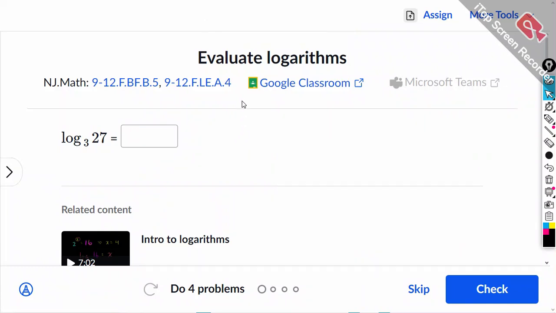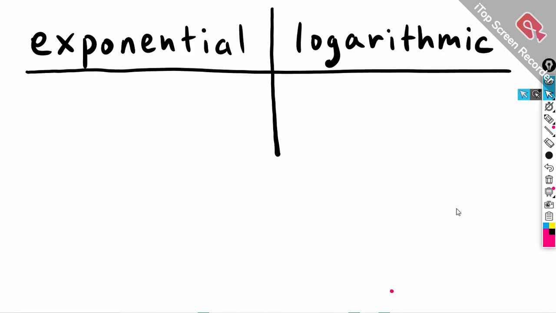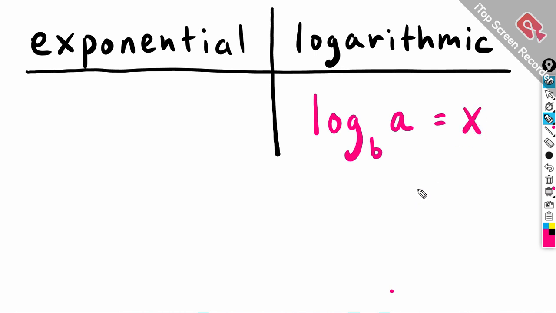This will be for the con exercise, evaluate logarithms. All right, so we have exponential form and logarithmic form, and the problems in this exercise will be in logarithmic form. Okay, they're going to be in the form of log base b of a, and that will be equal to x.